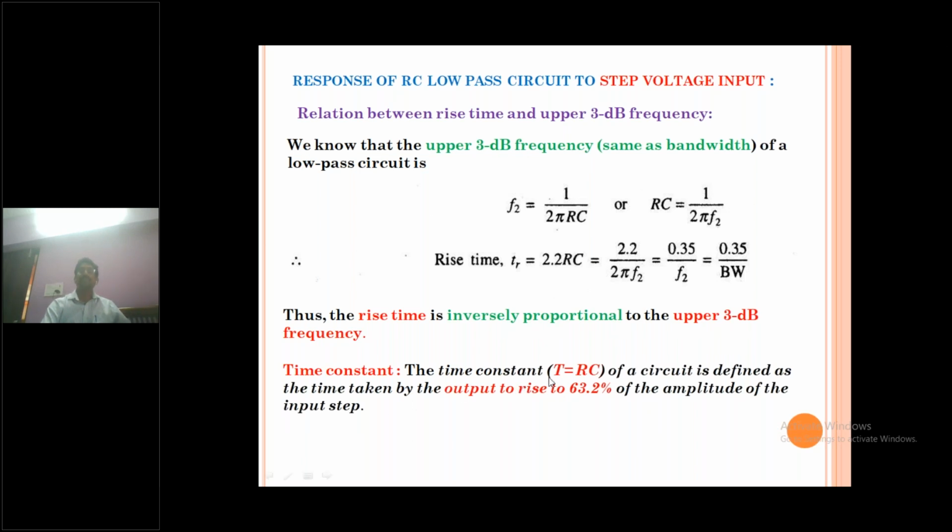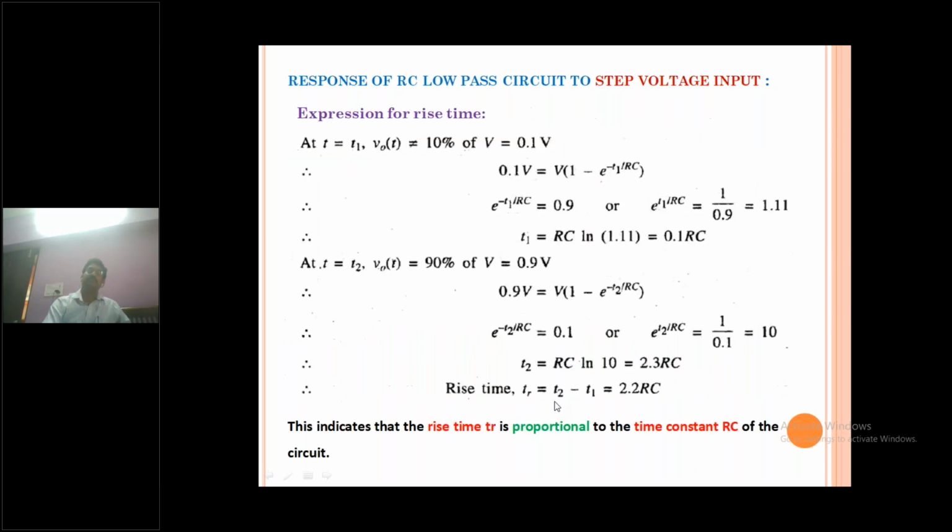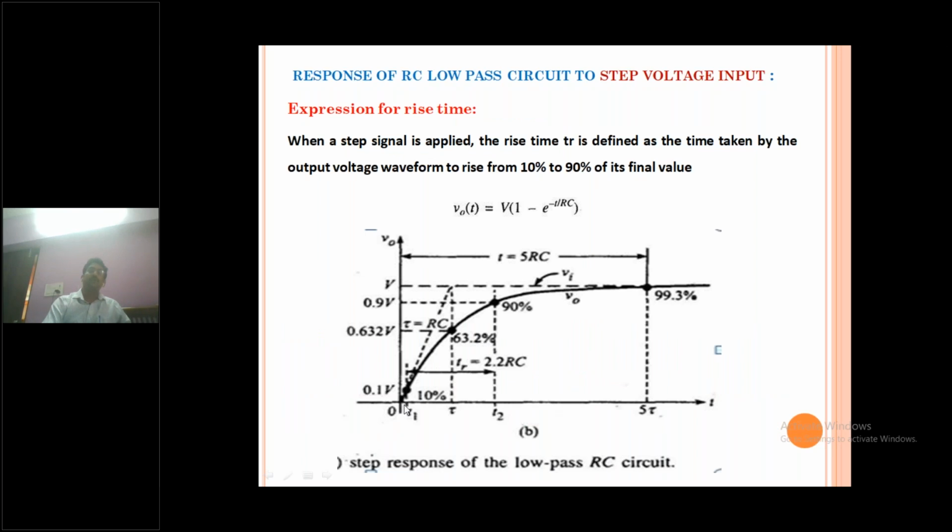The time constant is defined as the time taken by the output to rise from 0 to 63.2% of the amplitude of the input step. You have to see this diagram, from 0 to 0.632 V. That much time duration is the time constant tau equal to RC. So time constant tau is 63.2% of the input step voltage or maximum voltage. That is the time constant RC.